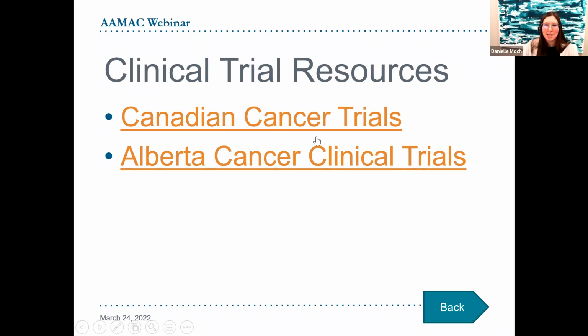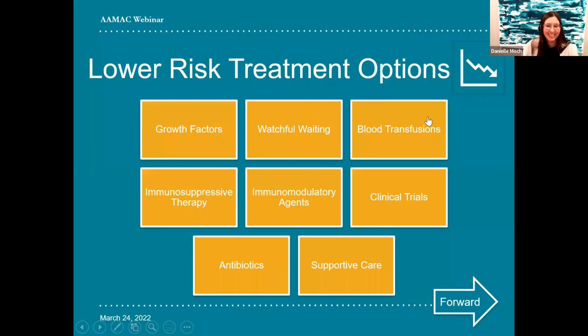And I'm in Alberta, so I also have the Alberta Cancer Clinical Trials website here, because I'm a bit biased. So there we go.